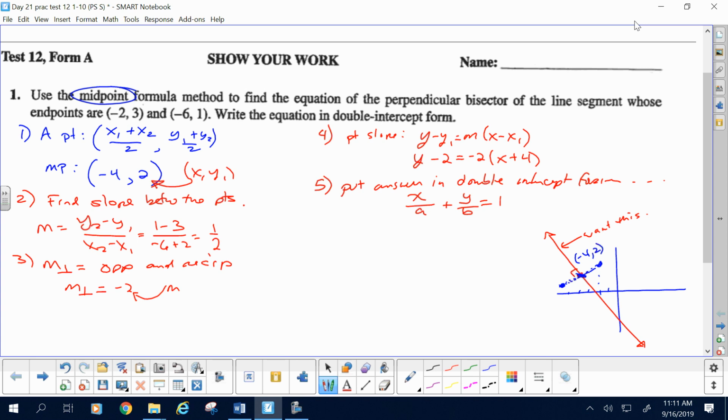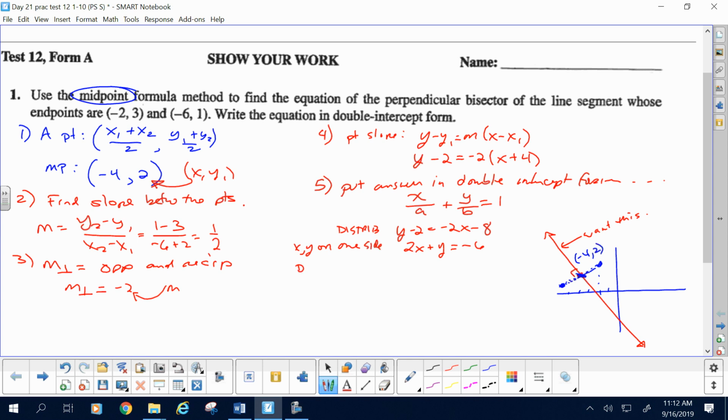Now the key to getting from here to here is first to distribute. So y minus 2 equals -2x minus 8. You follow? All right, now get x's and y's on one side. So 2x plus y is going to be on the left. And on the right, I'm going to move all my constants. If I add 2 over to get rid of the subtraction 2, then on the right side I have -8 plus 2, which becomes -6. Are you with me?